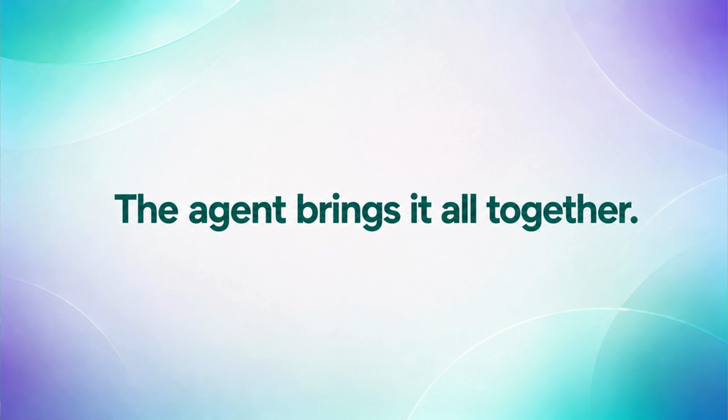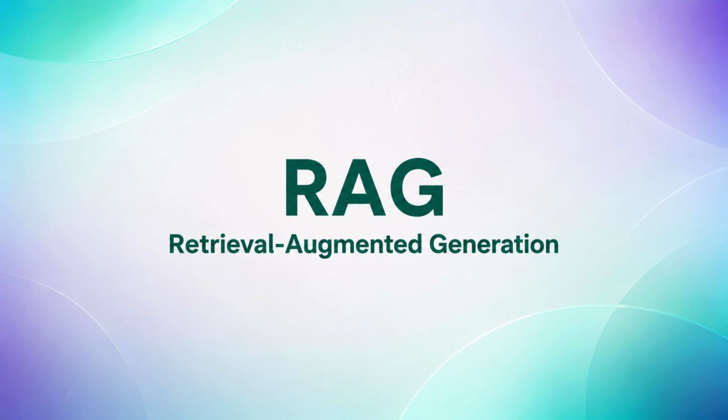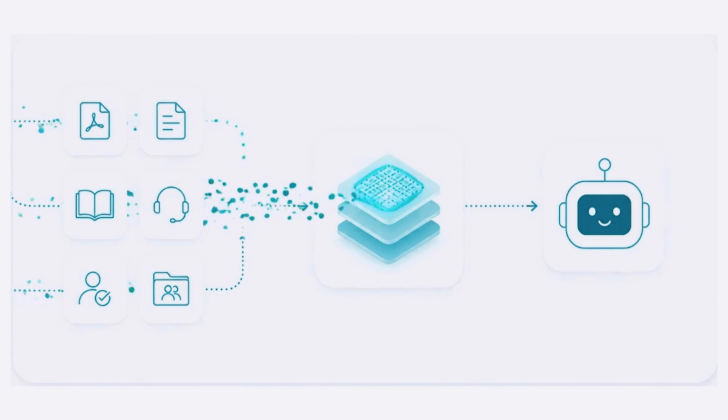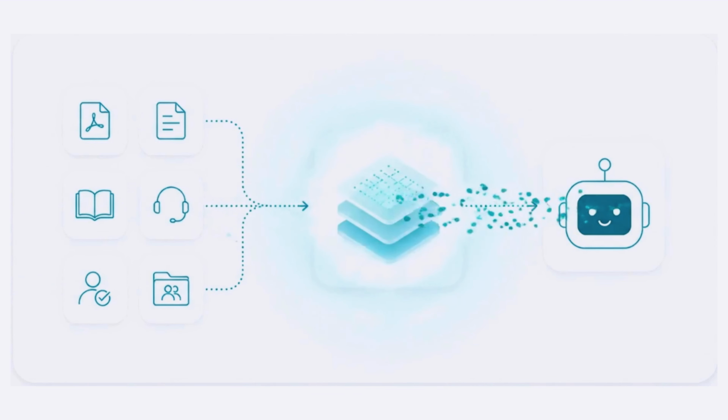In Gendox, the agent is the layer that brings everything together: your content, your language models, your documents, your instructions, and the tools you choose to enable. Under the hood, it uses a concept called RAG, which stands for Retrieval Augmented Generation. In simple terms, RAG is the way that the AI is trained on your information.